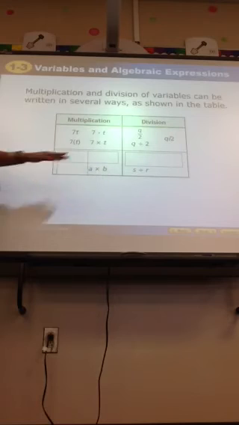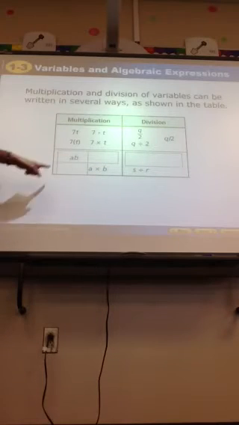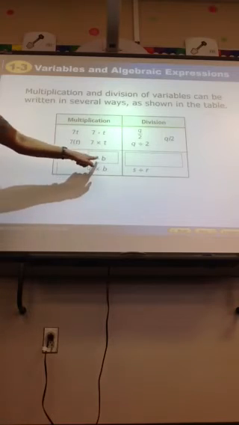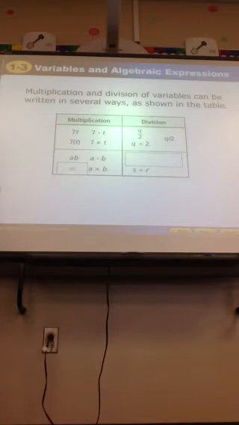Okay, if you have all letters, all variables, same thing. You could put a next to b, and that means a times b. You could put a dot in between them for times. You could put parentheses around one or both.